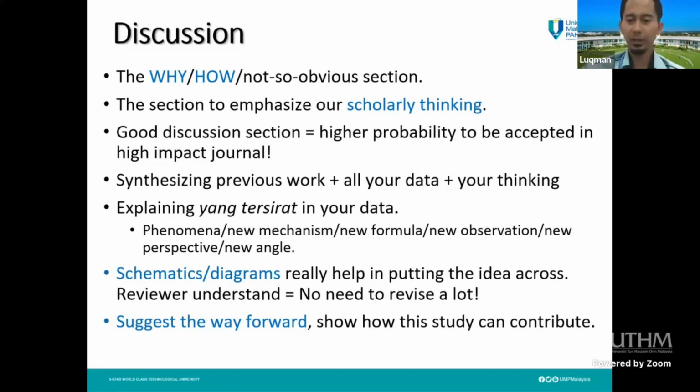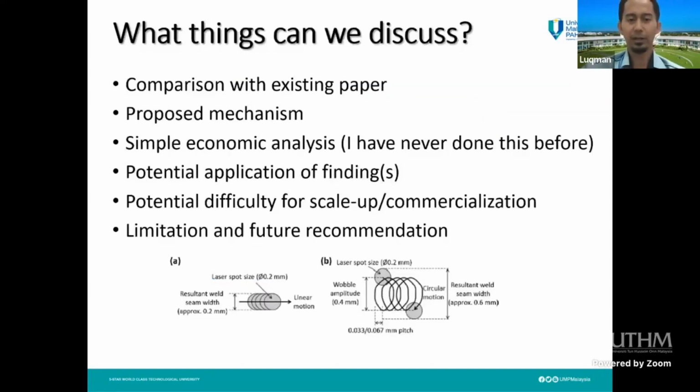Okay, alright, this is an addition, what things we can discuss. So, compare with existing papers, propose a mechanism. Don't be afraid to propose a mechanism. Sometimes it may be right, may be not. But we propose the mechanism, we show it to the reviewer. If the reviewer doesn't comment, then it should be okay. A simple economic analysis, for example. Potential application of findings, where it can be used. Potential difficulty for scale up commercialization. Limitation and future recommendation. And these are the kind of things you can put in the discussion.